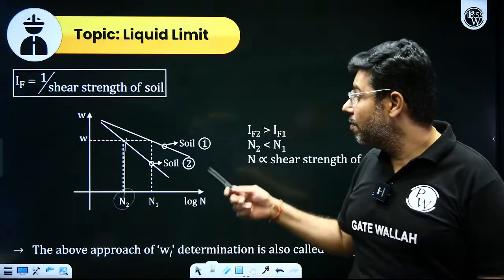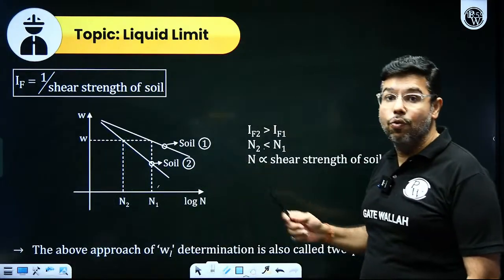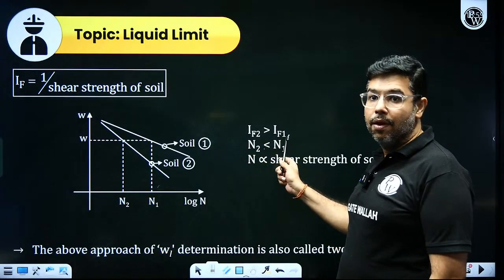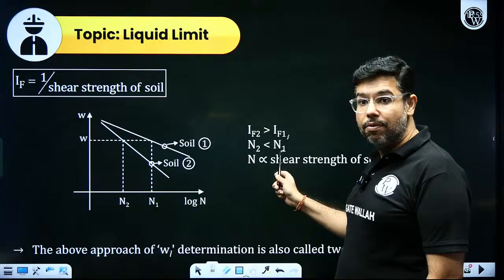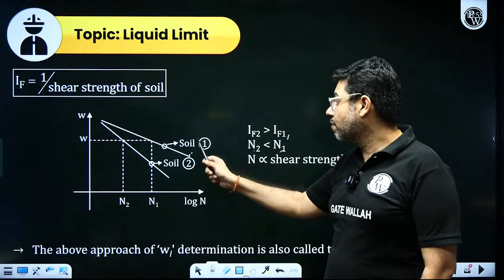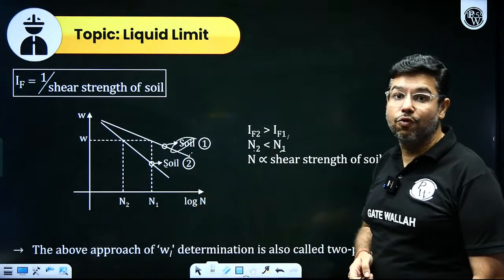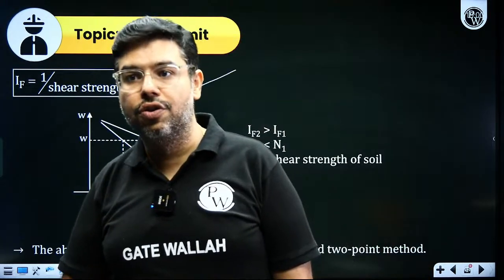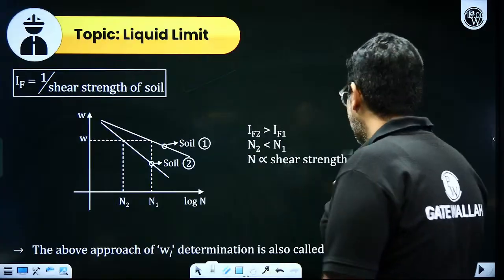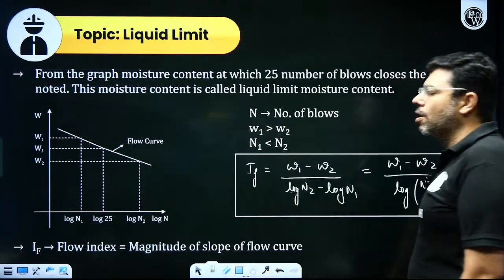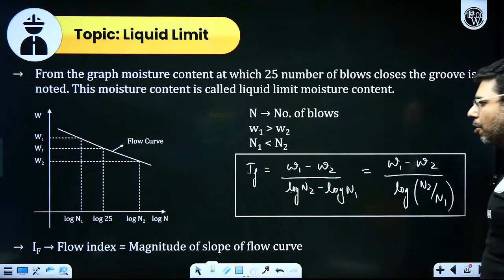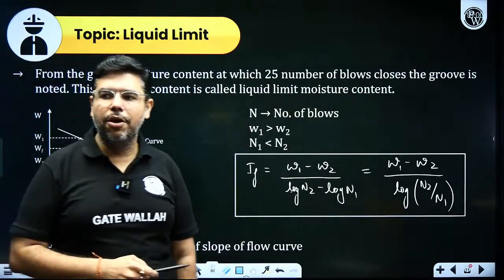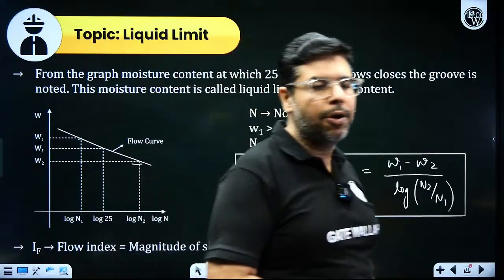So soil 1 will have more shear strength as compared to soil 2. So IF2 is greater than IF1, but N2 is less than N1, meaning the shear strength of soil 1 is more than that of soil 2. So I can say that IF is inversely proportional to the shear strength of the soil. The above approach of determining WL is known as the 2-point method, because at least 2 points are required to find the straight line, and from interpolation we find the liquid limit of the soil.